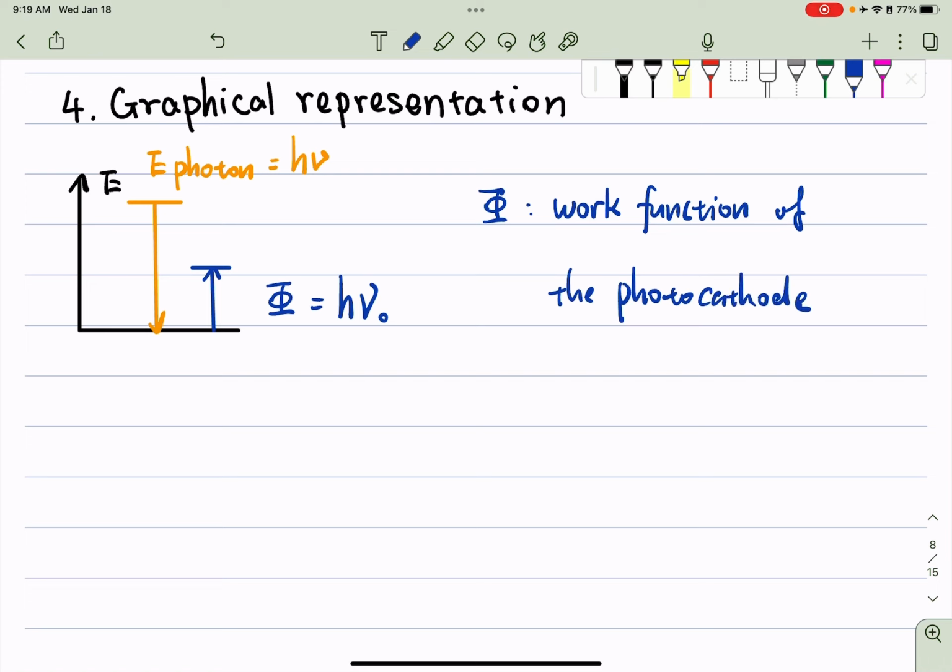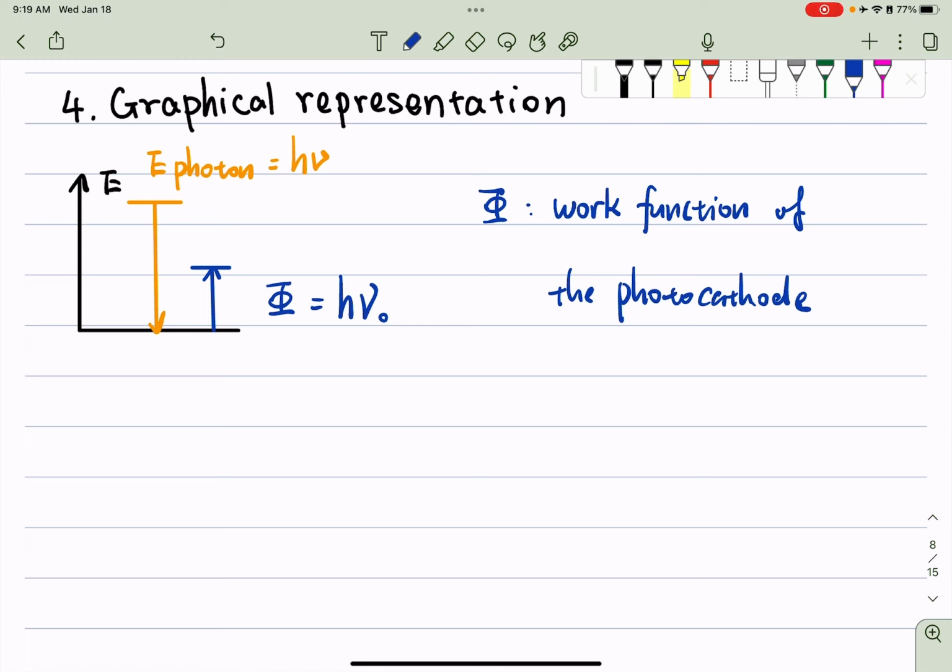It is one of the inherent properties of any metal you can talk about. So different metals, different photocathodes, might have different work functions. The work function describes how strongly the electron is bound onto that metal surface, and the work function phi equals h mu naught, where mu naught is our threshold frequency. Now let's imagine our h mu is larger than h mu naught, the work function.